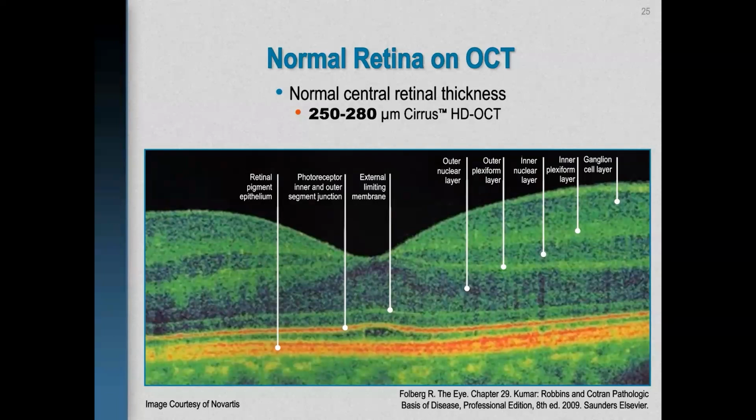So if you look at a normal retina on the OCT, the ocular coherence tomography, you can see the central area, that little dip in the center, which controls your central area of vision, is about, in terms of measurement, 250 to 280 microns. That's kind of what we want. Next, Heather.